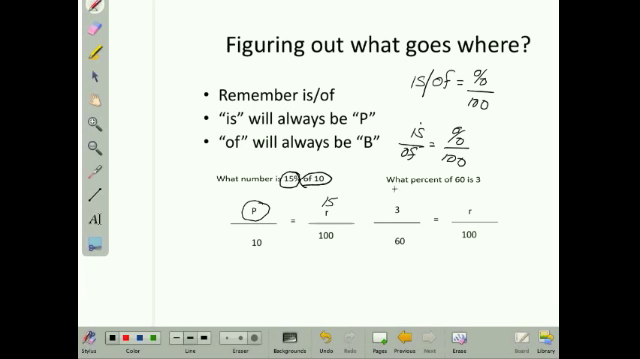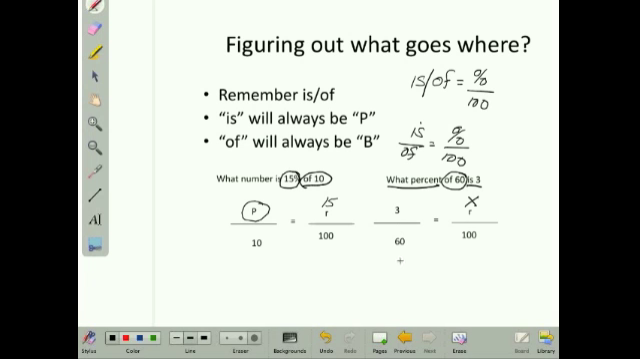We have another example. What percent of 60 is 3? Well, this what percent is the question. And because it says percent, that's going to be my unknown here. Of 60, my of is at the bottom, and this is 3. Well, my is on top, so 3 over 60 is R over 100.